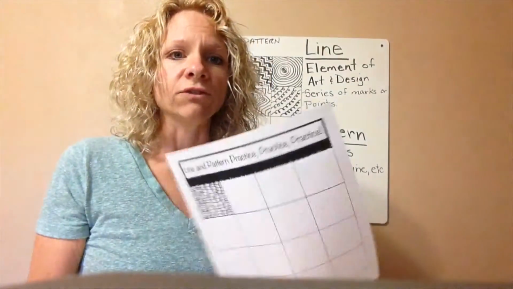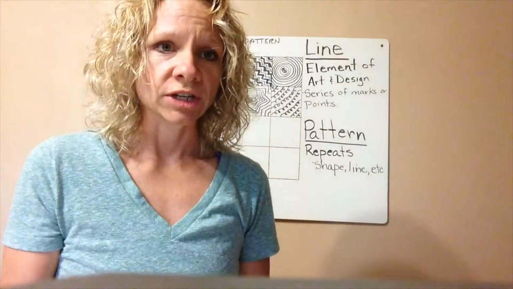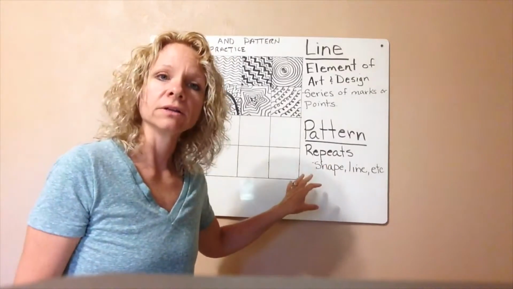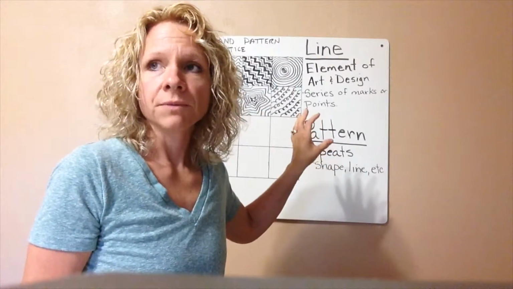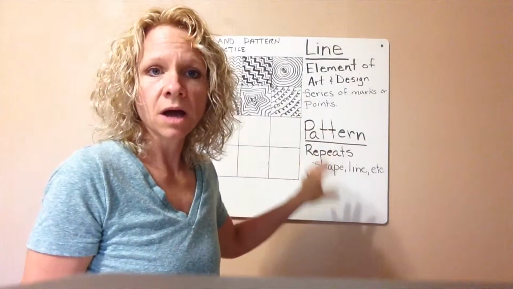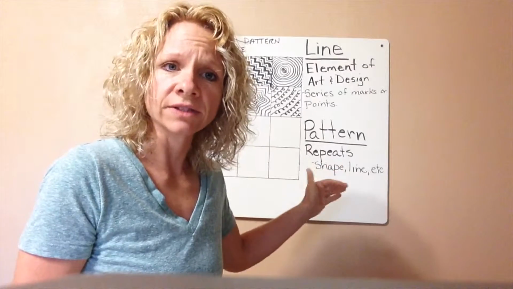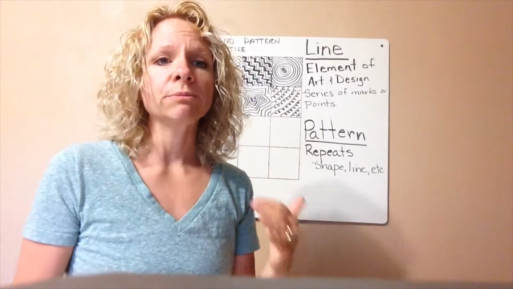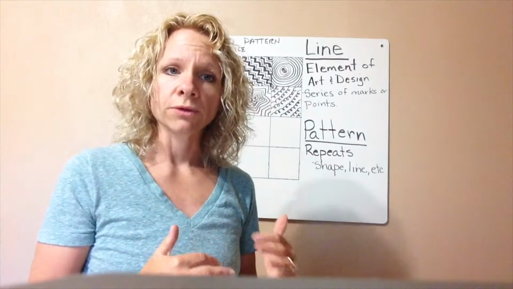So you're going to have your line and pattern practice sheet. And when we talk about pattern, basically a pattern is a repeating line, a repeating shape, color, etc. Okay? And you want repetition, obviously, with pattern. So you are going to repeat those lines and designs over and over again throughout the square.